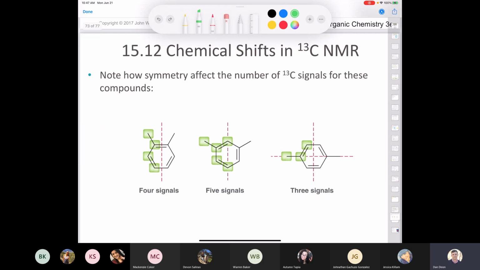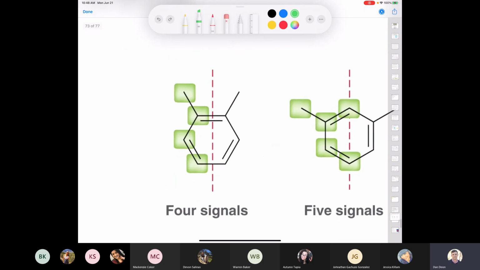So let's take a look at these three molecules here. Yes, we talked about these same three molecules earlier today with respect to the number of proton signals we would see. But if you look at this compound here, this is called metaxylene. You see that there's an axis of rotation here. Okay, so these two carbons are chemically equivalent. These two carbons are chemically equivalent. These ones are chemically equivalent, and these ones are chemically equivalent.